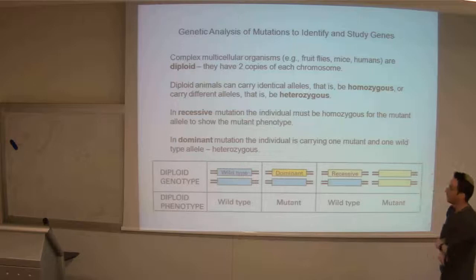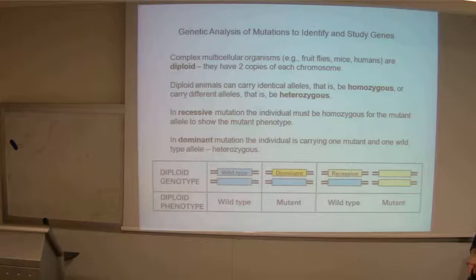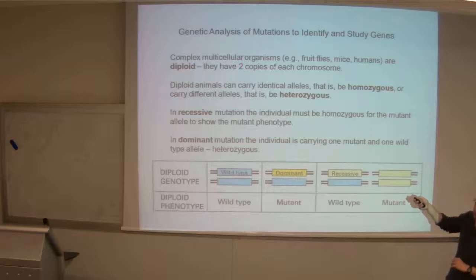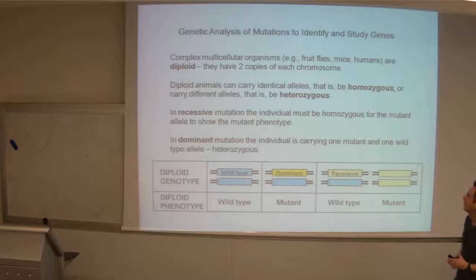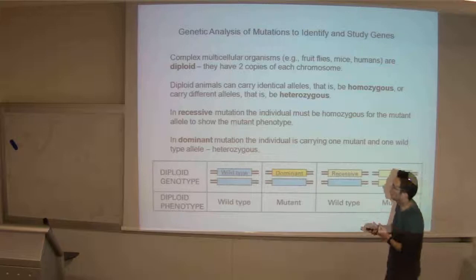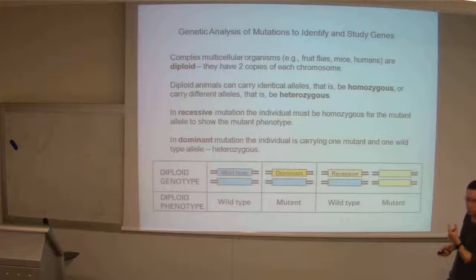Okay, and we will start with analysis of mutations to identify and study genes, and first some additional terms in genetics before the next slide. So complex multicellular organisms are diploid, which means that they have 2 copies of each gene, of each chromosome. And in diploid animals, you have 2 kinds of mutations, which do not exist in creatures with just 1 copy of each gene. So diploid animals can carry identical alleles; they can have 2 copies of the same allele, and in that case, they will be homozygous for the gene, homozygous for the allele.